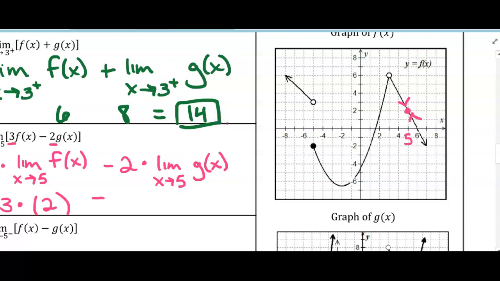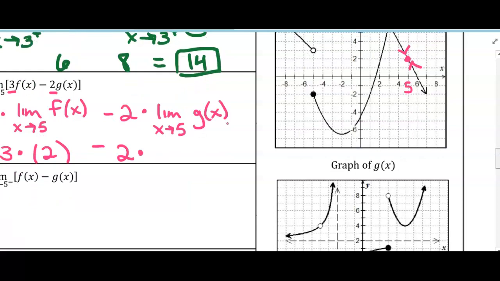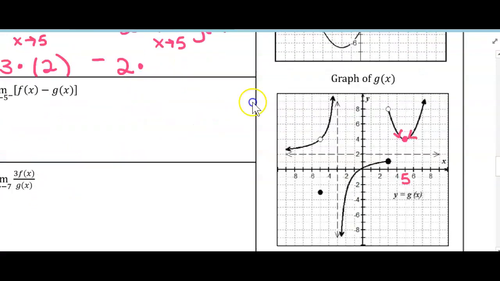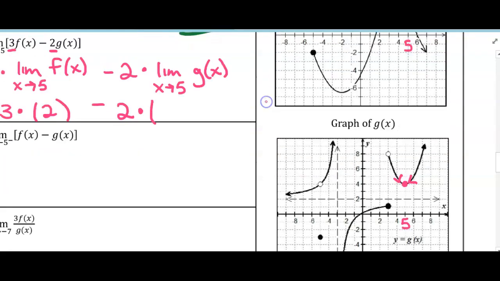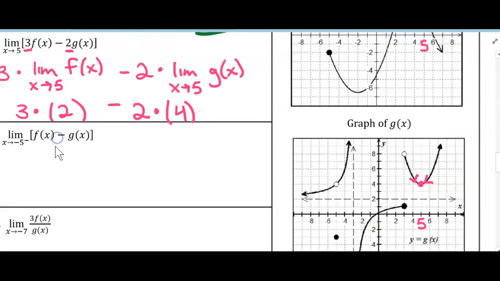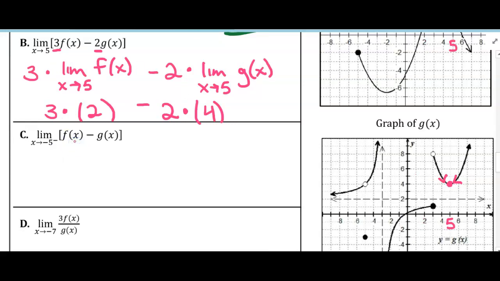I'm going to do the same thing for g, a two-sided limit at 5. I care about what's happening at both sides, from the left and from the right. Again, it looks like we are approaching the same y value. And again, this is something we can evaluate. 3 times 2 is 6, minus 2 times 4 is 8. That's going to give us -2.